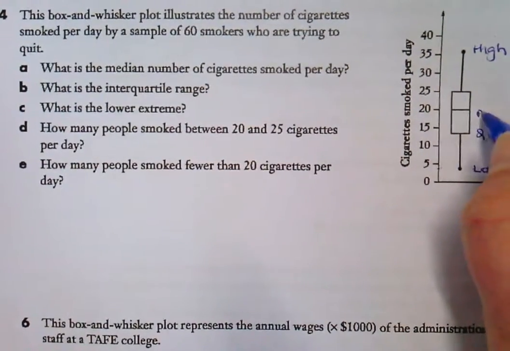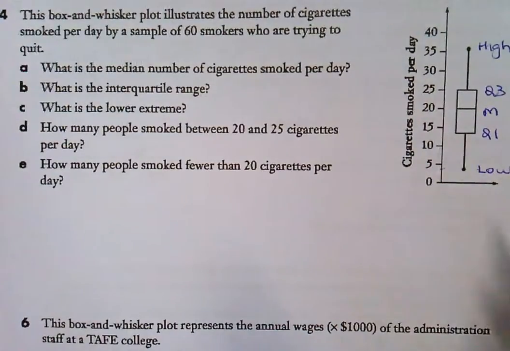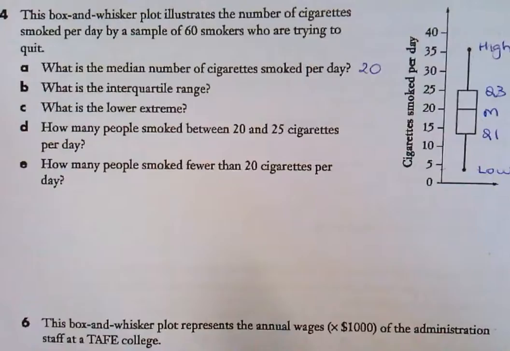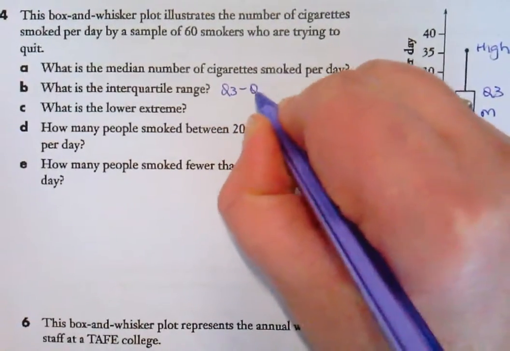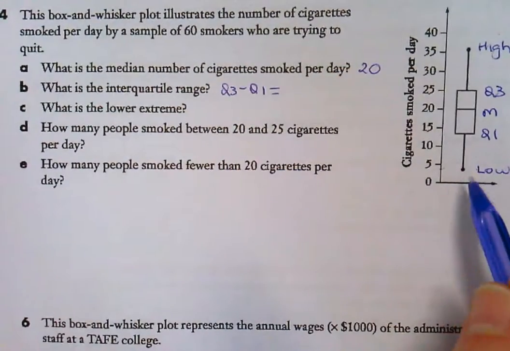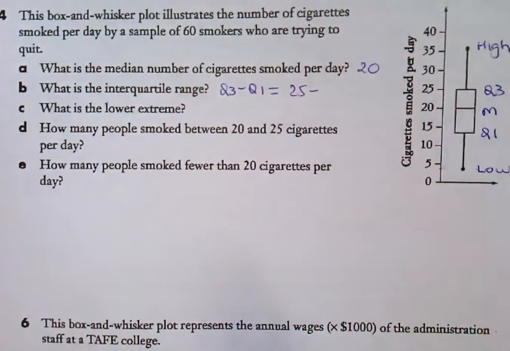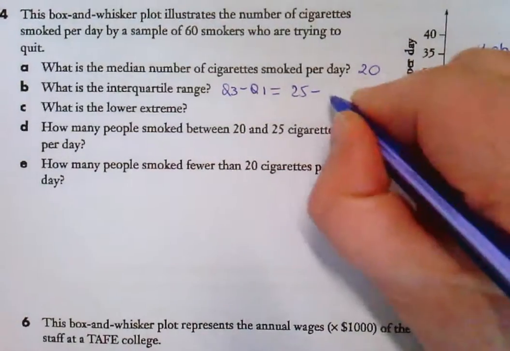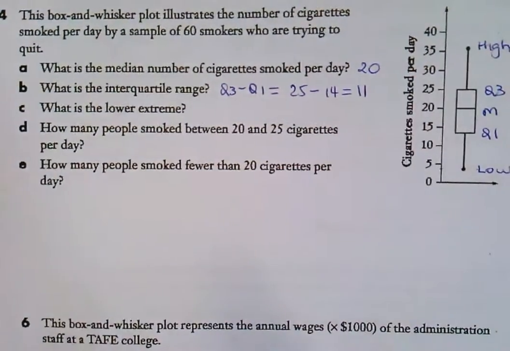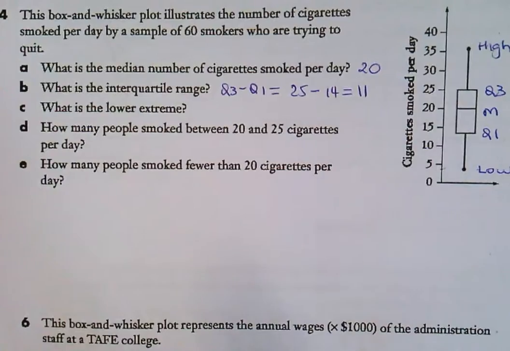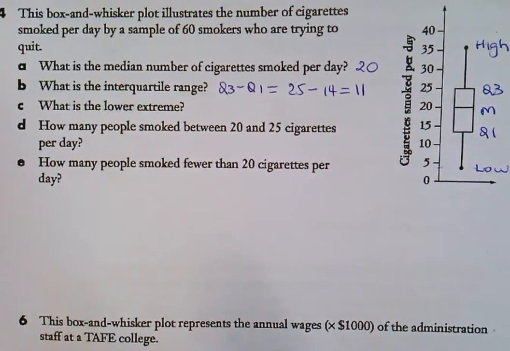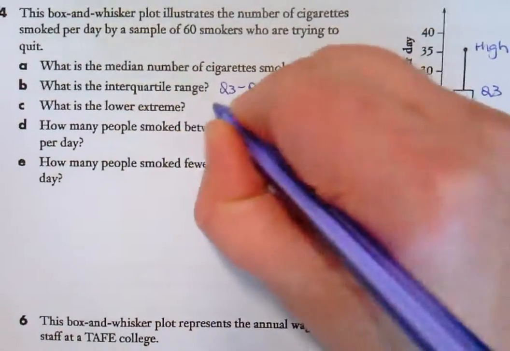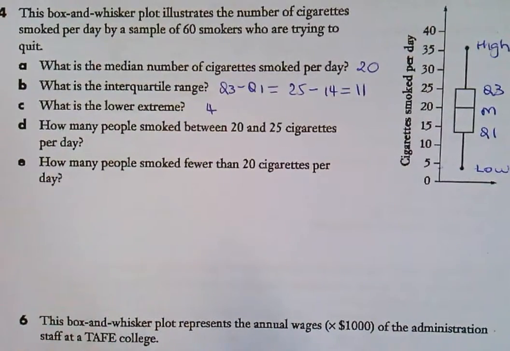Wouldn't this be Q1, the median, Q3? So what's the median? 20. And what's the interquartile range? Remember that's Q3 minus Q1, which is, that's definitely 25 minus what? 25. I'm going to go 14. Yep, minus 14, which is 11. If we're calling that one 14, I think we should call this lowest extreme. I would accept 3 or 4. It's probably a bit closer to 4. The lower extreme is 4.